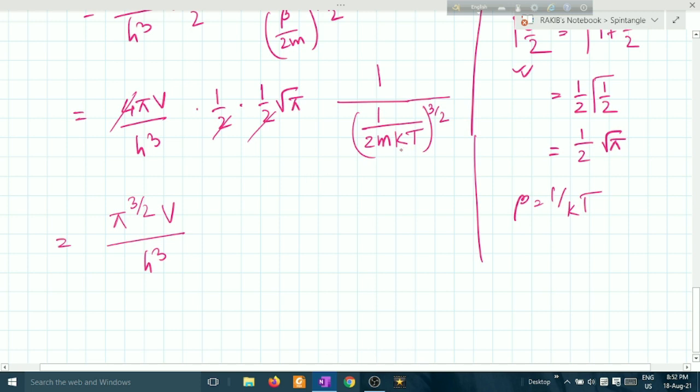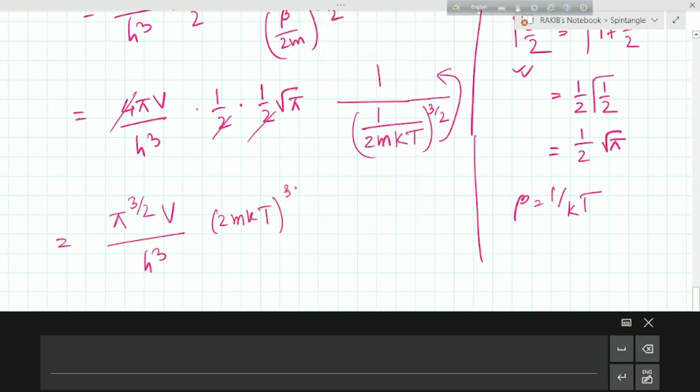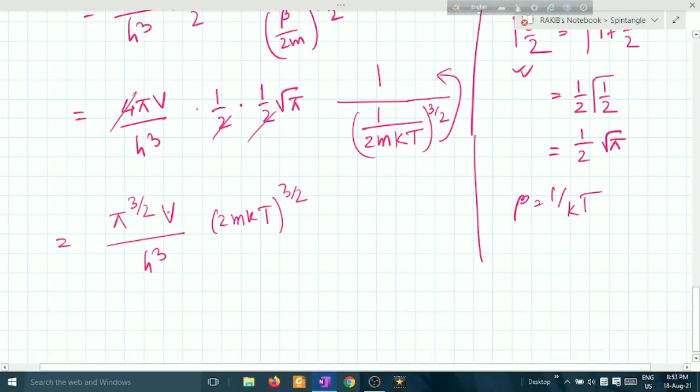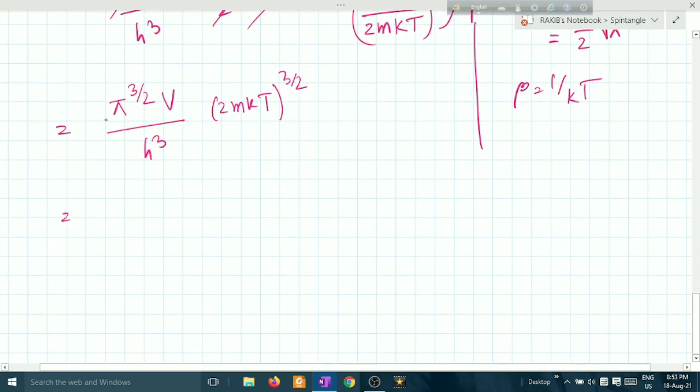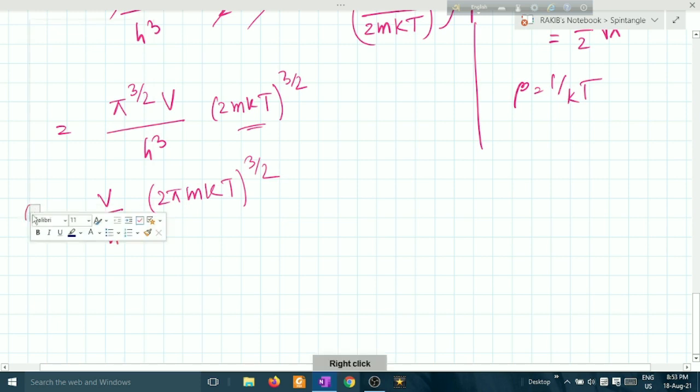And then this will flip, and another time this will flip to the numerator. This means it becomes 2 m kt to the power 3 by 2. Okay, we check this thing out. You can easily see that the pi having a power of 3 by 2 goes with this thing. That means V by h cube upon, you can easily write this, 2 pi mkt to the power 3 by 2. This is the single particle partition function, which I am writing as SPPF.